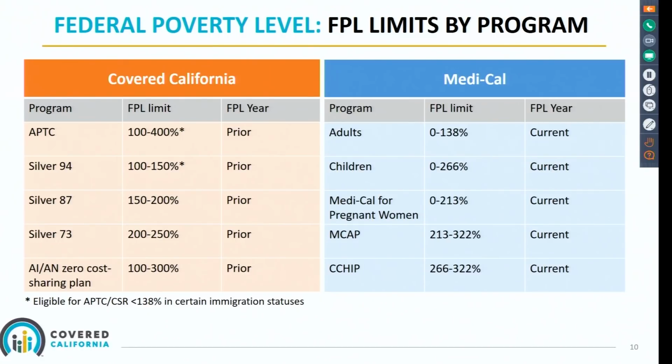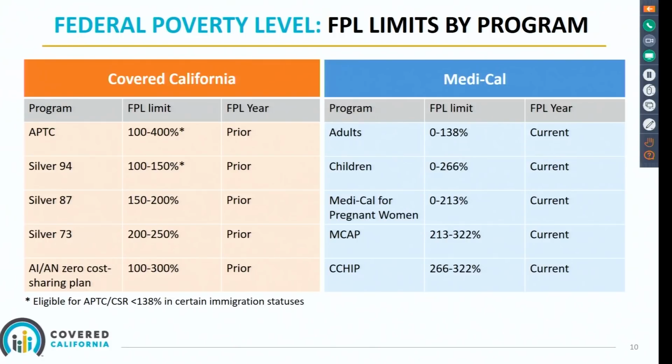That little asterisk is there. It represents APTC CSR eligibility for certain immigration statuses that would normally be covered under Medi-Cal because of low income, but because they're not eligible for Medi-Cal due to their immigration status, for some limited list of immigration statuses, they come back to Covered California and are eligible for our programs.